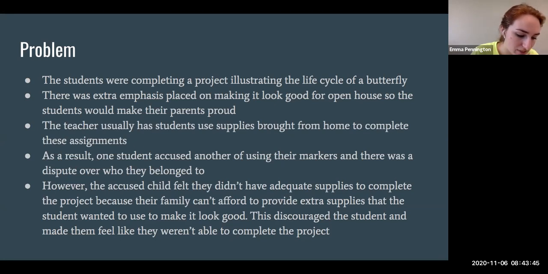The accused child is upset, embarrassed, and feeling like she can't complete the project because she doesn't have access to the necessary materials to finish the project the way she wants, and is scared she won't be able to make it look nice enough to display it. There's one student who brought her markers from home and another whose socioeconomic status does not allow his or her family to be able to buy extra materials. Therefore, the student feels there is a need for these markers in order to complete the project and is very discouraged.